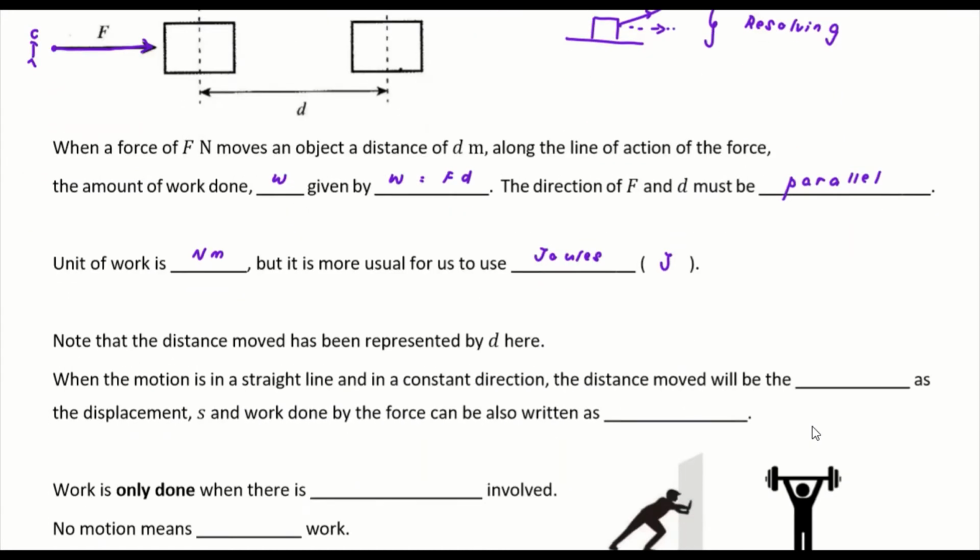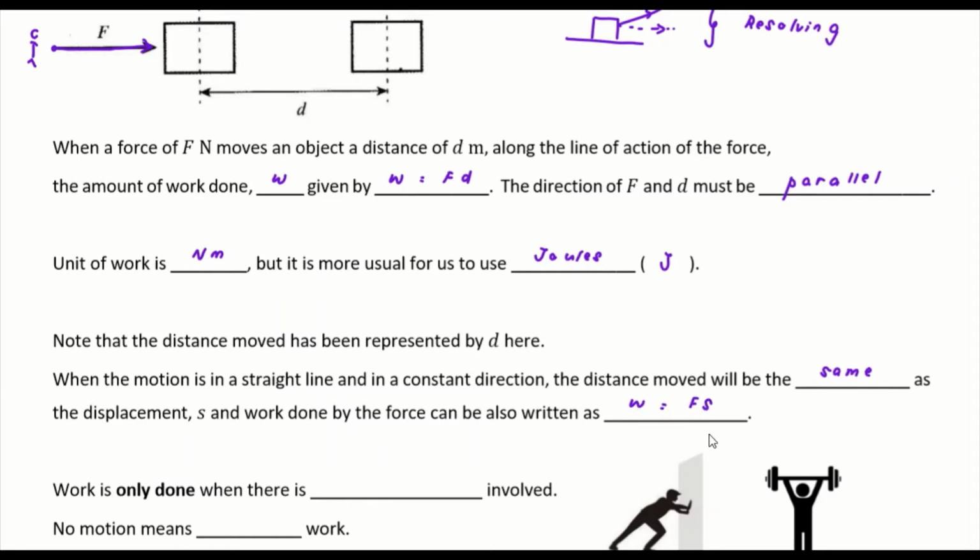Okay, so here are some notes about the formula. Note that the distance moved has been represented by D here. Why do we use D? Because it's distance, so we are not talking about the displacement, okay? When the motion is in a straight line and in a constant direction, the distance moved will be the same as the displacement. So if we are not talking about the case where the object changes direction, then the distance and the displacement are the same. In other words, you can also write this formula as W equals Fs.